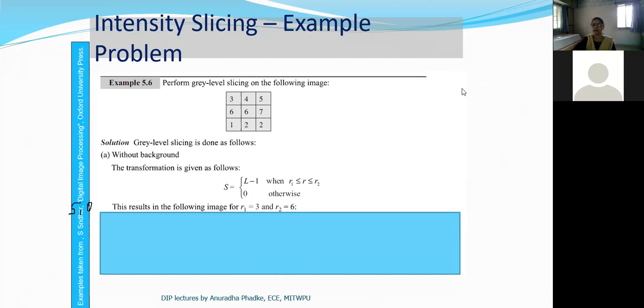Please type your answer in the chat box. If you are using 3 bits to represent every pixel in the image, what is the maximum possible gray value? What is the brightest gray value in the image, if we are using 3 bits per pixel? Is that difficult? This is a question from digital electronics. If you are using a binary number with 3 bits, what is its maximum value?